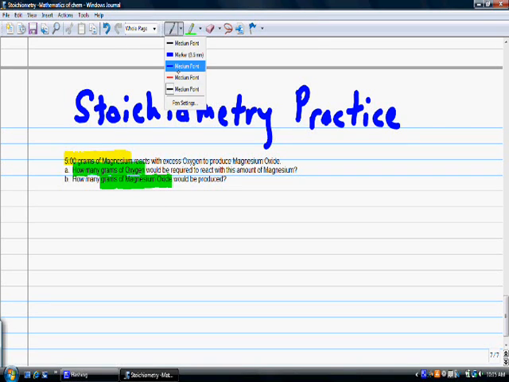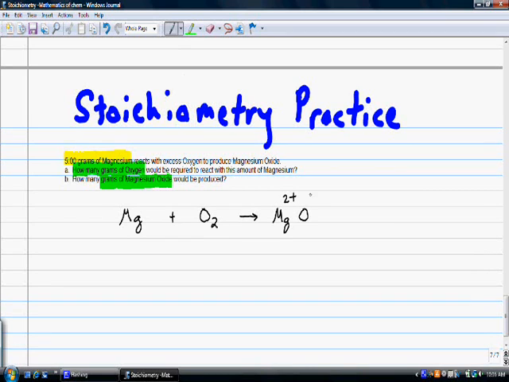For any type of word problem that we have, we're going to need a balanced chemical reaction. So we know that the reaction for this is magnesium reacts with, and don't forget, oxygen is a diatomic element, so it's going to be O2. And it tells us that we're going to produce magnesium oxide. Mg is a 2+ charge. Oxygen is a 2- charge. When we crisscross those, or when we balance the charges, it comes out to a 1-to-1 ratio.